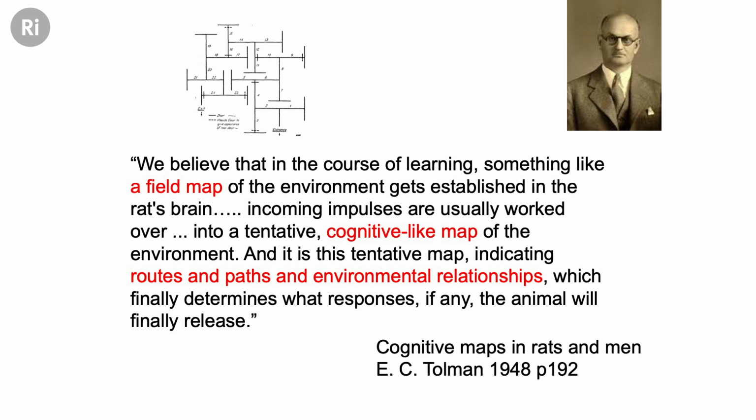So one of his famous quotes is shown here, in which he said, "We believe that in the course of learning, something like a field map of the environment gets established in the rat's brain. Incoming impulses are usually worked over into a tentative, cognitive-like map of the environment. And it is this map, this tentative map, indicating routes and paths and environmental relationships, which finally determines what response, if any, the animal will finally release."